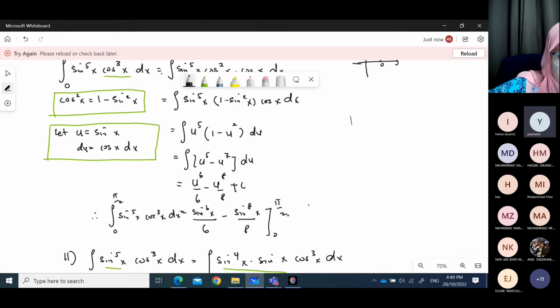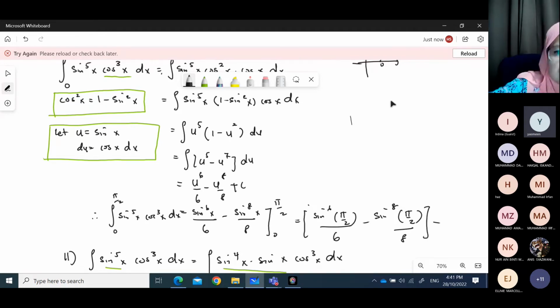Zero to pi over 2, so it is equivalent with... so apa limit ni? Apa limit minus with lower limit. So maksudnya you masukkan x pi over 2 kat sini. So sin to the power of 6 pi over 2 over 6, so minus sin to the power of 8, and the angle here is pi over 2, over 8.